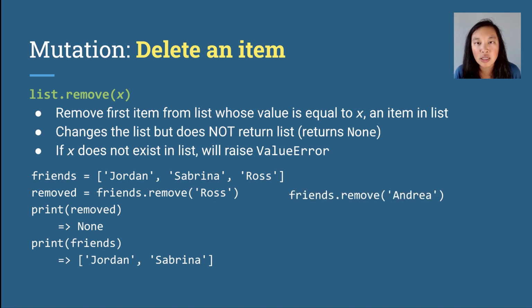What if we do friends.remove(Andrea)? Well, since Andrea does not exist in the list friends, it's going to give us a value error.